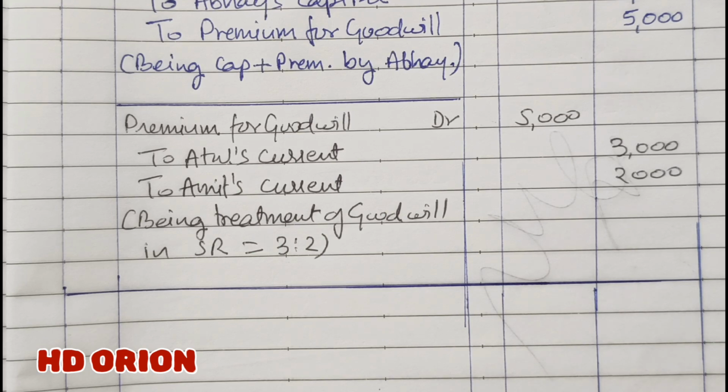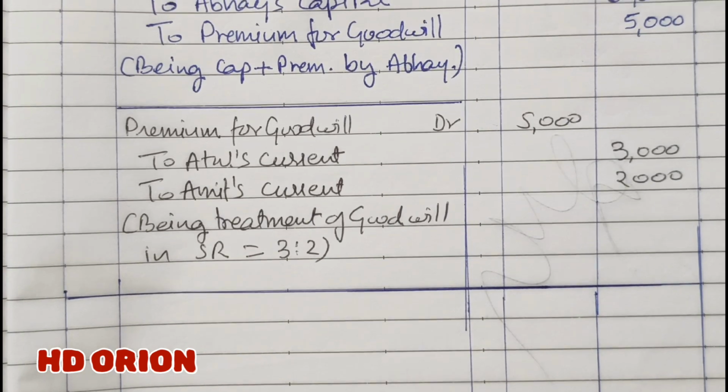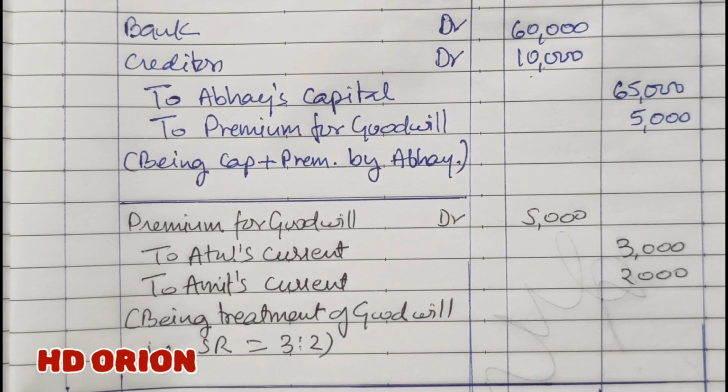So these are the journal entries, and looking in the balance sheet, there isn't any amount to be distributed to the partners. So related to revaluation of assets and liabilities and admission of a partner, that is the entry we needed to do here. It was very simple and quick also.